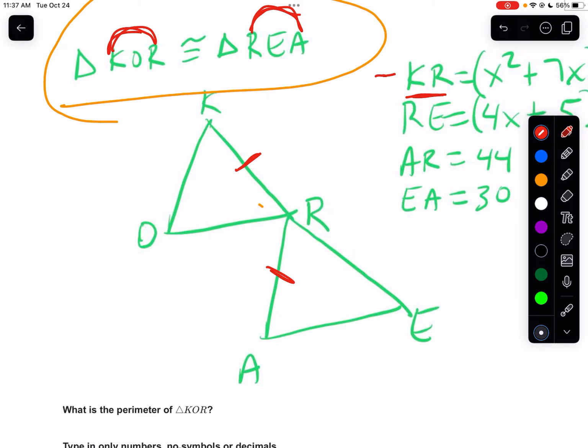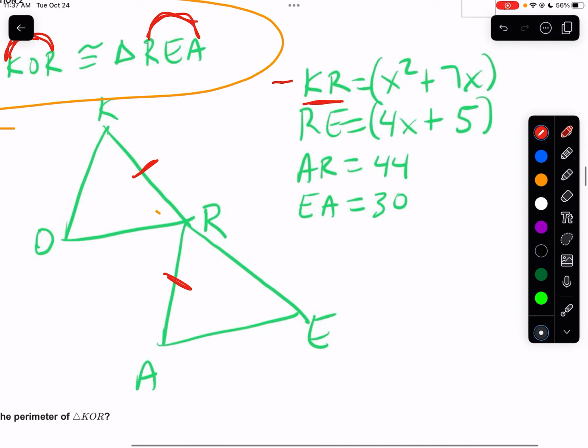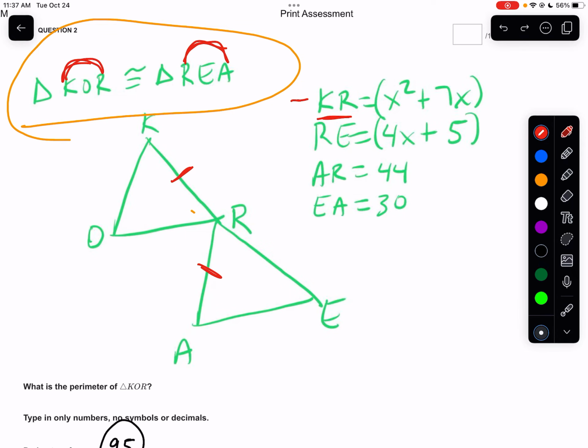If you looked at the picture, a lot of people are going to say that these two are equal, KR and RE, but they did not draw the triangles in corresponding order. For this triangle, they went KOR, that's top, left, right. For this triangle, they went REA, that's top, right, left. That is not the same order. So you can't go by the picture. They're not going to always draw it correctly for you. But we know that KR is equal to RA from the name. So it's these two that are equal.